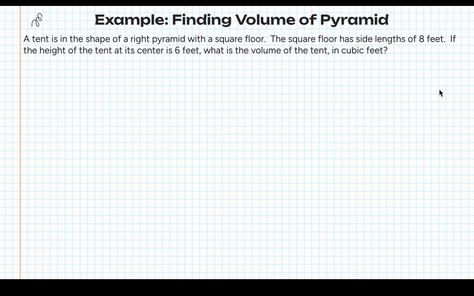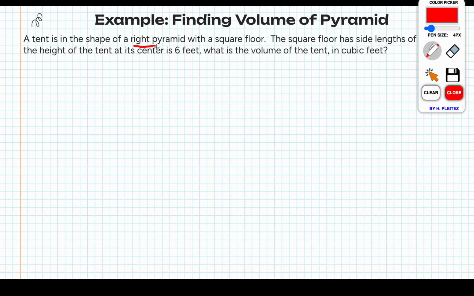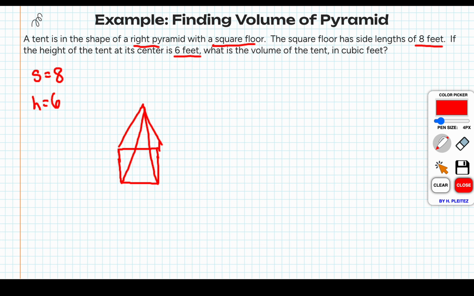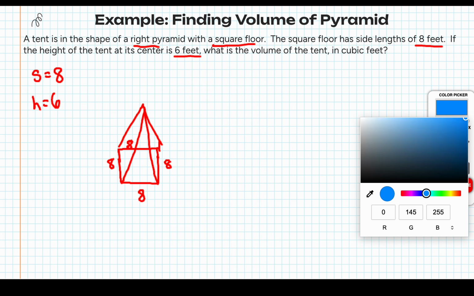Now let's do an example of finding the volume of a pyramid. A tent is in the shape of a right pyramid with a square floor. The square floor has side lengths of 8 feet, and the height is 6 feet. I like to make a list. So we have a side is 8 feet, and our height is 6 feet. We're also going to draw a picture. We draw a square, then a bunch of triangles meeting at one point. The base is a square and it gives us one side length, so we can fill in that side length everywhere else because all 4 sides of a square are the same. The height is 6 feet, so that height is going to go right here.